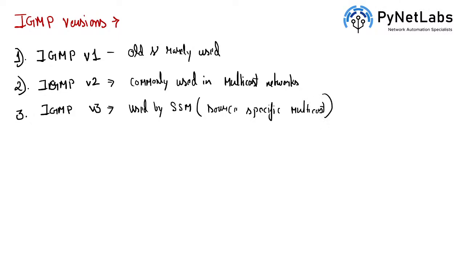Now, if we talk about versions 1, 2, and 3 separately, version 1 was the first IGMP version that allowed hosts to announce their multicast traffic interest. When it comes to the type of messages in IGMP version 1, two types of messages are there. The first type of message was the membership query.